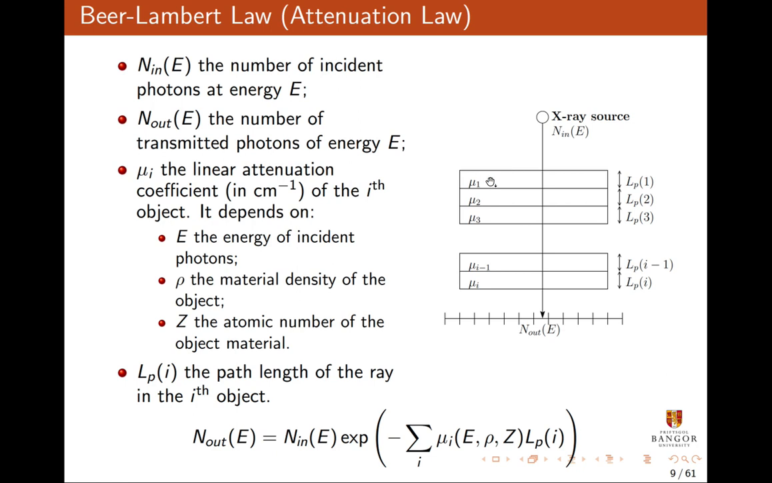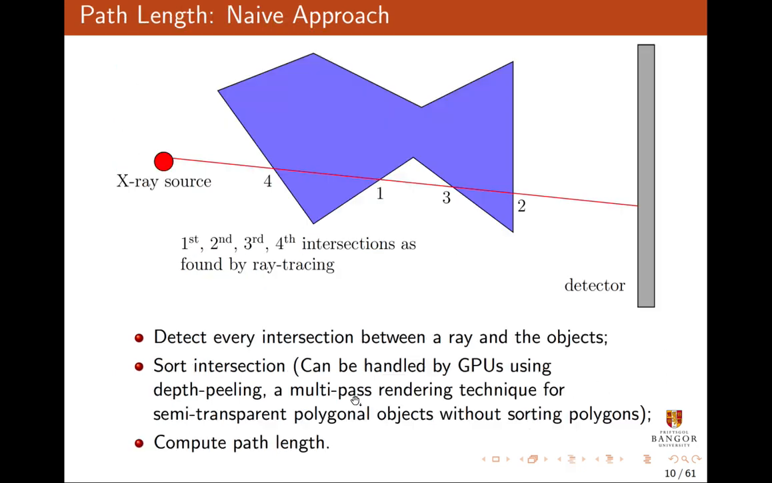So these are parameters, and really what we need to compute is this in order to solve the attenuation law. If we consider a very naive approach, we have a ray that is going to cross the material sample here, and we're going to find the different intersections. The order of intersection may not be the one that we want. We want the distance between 4 and 1 and 3 and 2. So we could sort the intersections on the GPU.